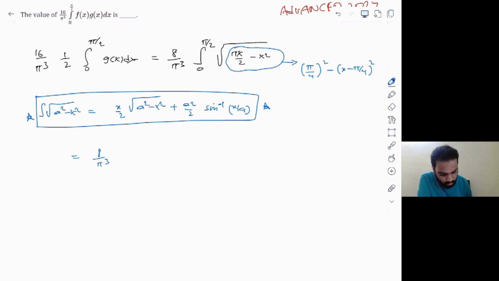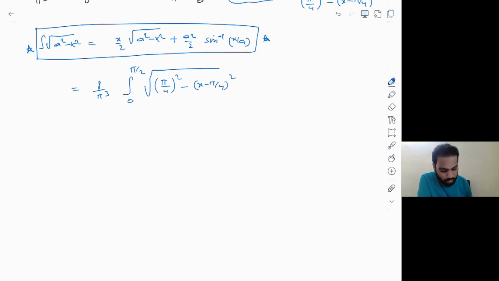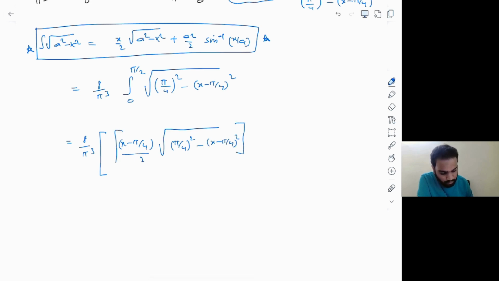8 divided by pi cube of integral 0 to pi by 2, this is square root of pi by 4 whole square minus of x minus pi by 4 whole square. Now just look at the formula and substitute it. That is 8 by pi cube multiplied by, now what is the integration? X by 2. X is nothing but here x minus pi by 4 divided by 2 into square root of, this will be a square minus x square, that is pi by 4 whole square minus of x minus pi by 4 whole square, where limits are from 0 to pi by 2, plus a square by 2.